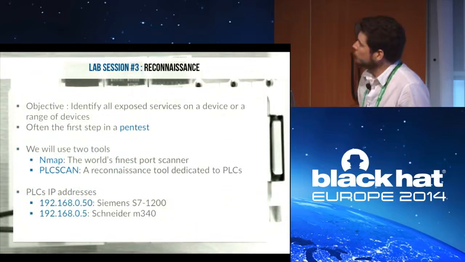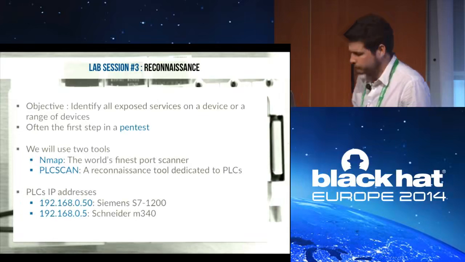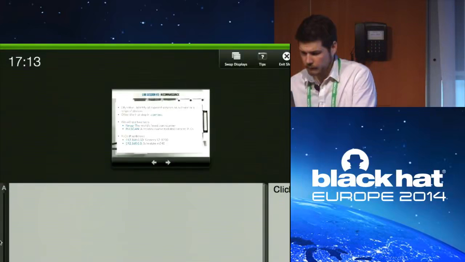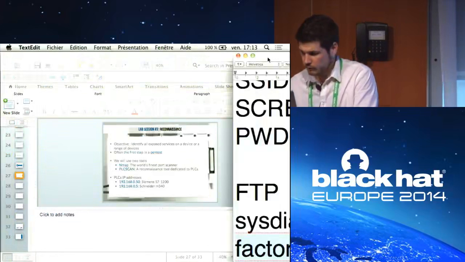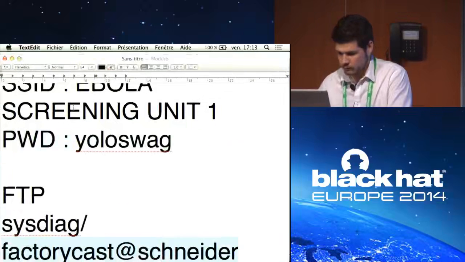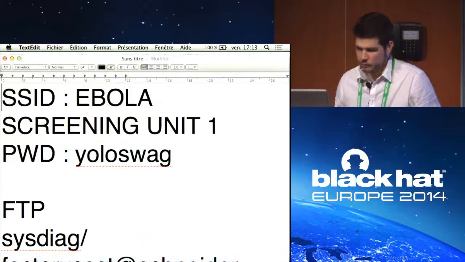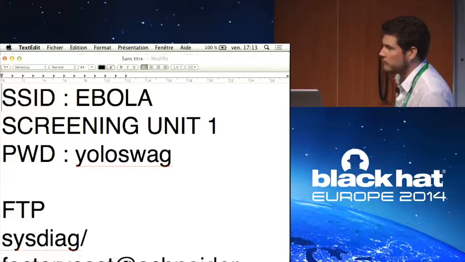Okay, so the first phase would be the recon. So we're going to try to do a port scan and identify the ICS on the network. So I just plugged in a Wi-Fi access point. Sorry. So here you have the SSID and the password. Just try to connect and tell me if it works.